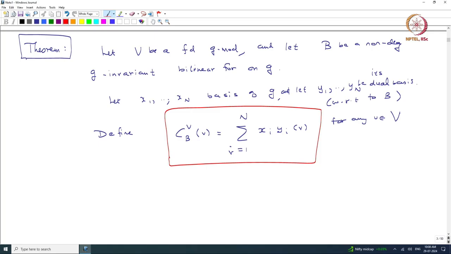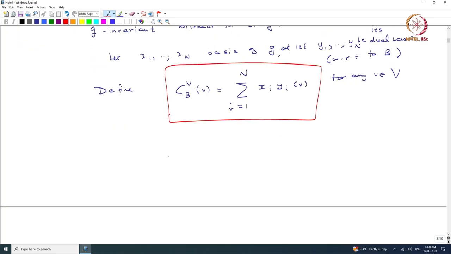We already proved that this is indeed a G module map, because it is coming from this non-degenerate form. Now we are going to see whether it depends upon the choice of the basis or not. We have made this choice, but we can see it is indeed independent of the choice of the basis. One can prove that this C_B of V is a G module map. That is the first statement.